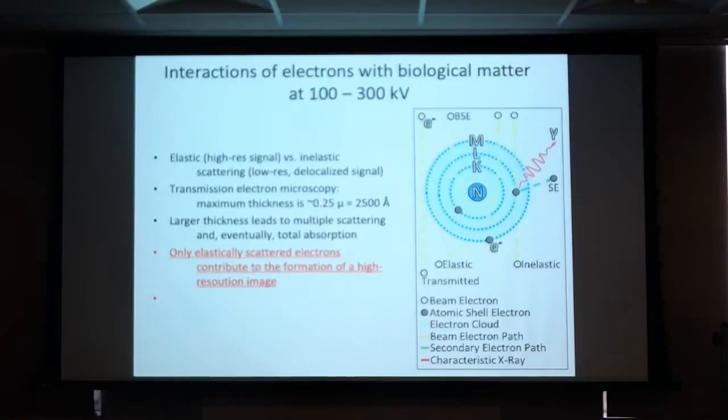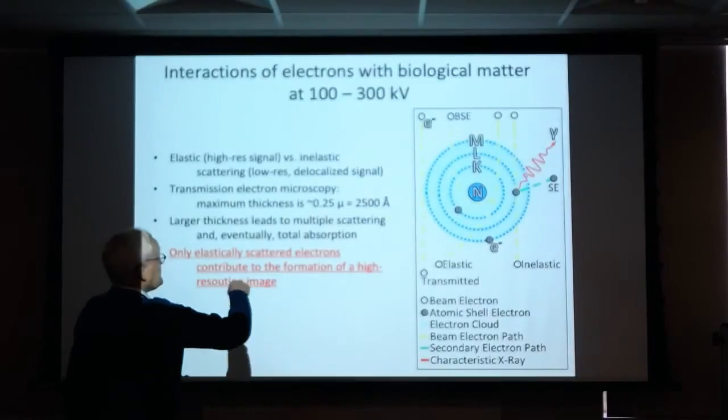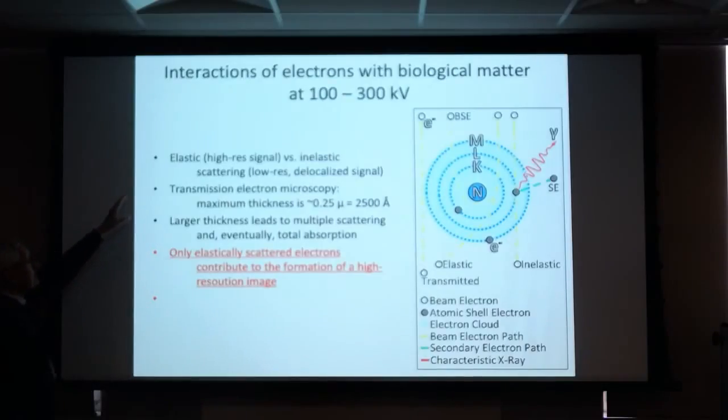So let's talk about the interaction of electrons with biological matter. This is a regime between 100 and 300 kV. You see a bunch of trajectories here. They're not very easy to see, but basically you have different kinds of interactions. One interaction is that the electron just sees the potential, it doesn't interact with the electrons, and it gets deflected in some way. Inelasticity means that the primary electron hits an electron and produces ionization, displacement, and what have you. In one case, no energy is exchanged. In the other case, there's an energy loss associated with it.